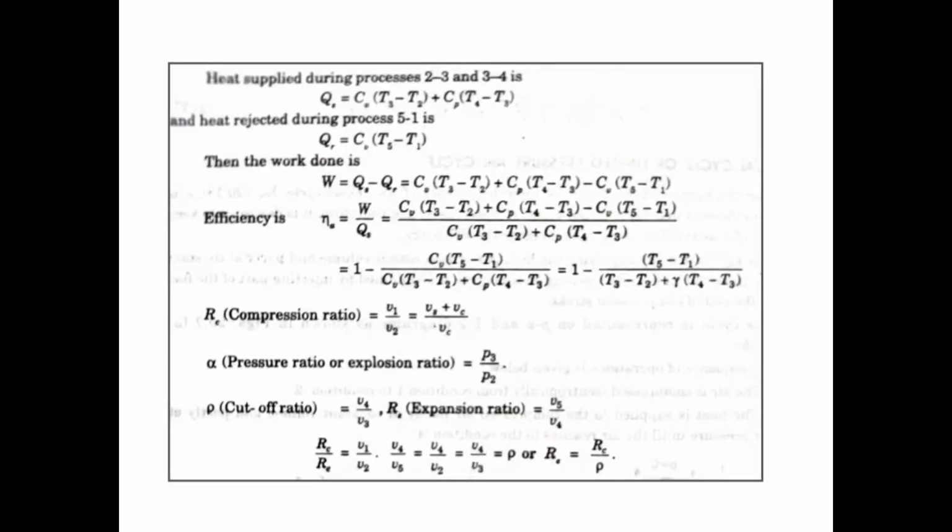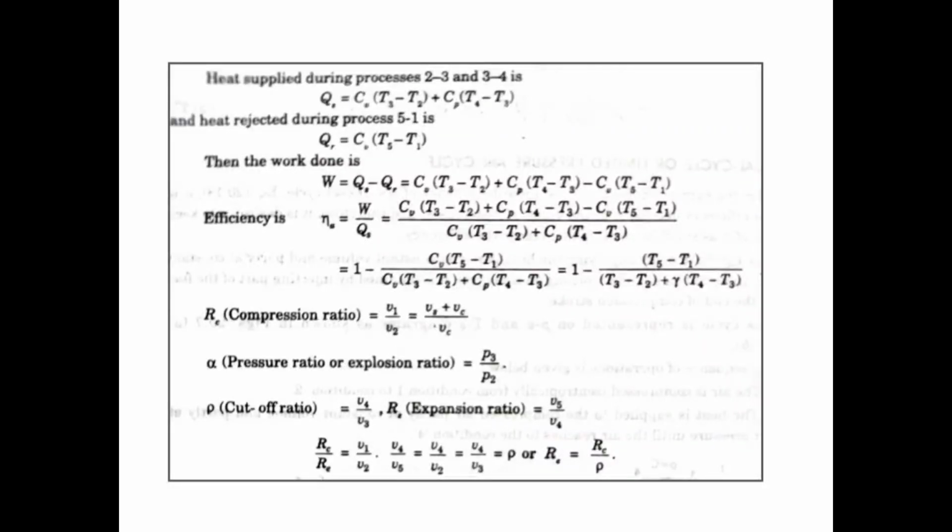Finally, the efficiency formula is eta equal to work done divided by heat supplied. We know the work done is Qs minus Qr, divided by the Qs value. Finally, we get the efficiency eta equal to 1 minus (T5 minus T1) divided by ((T3 minus T2) plus gamma into (T4 minus T3)), where gamma equals Cp by Cv.